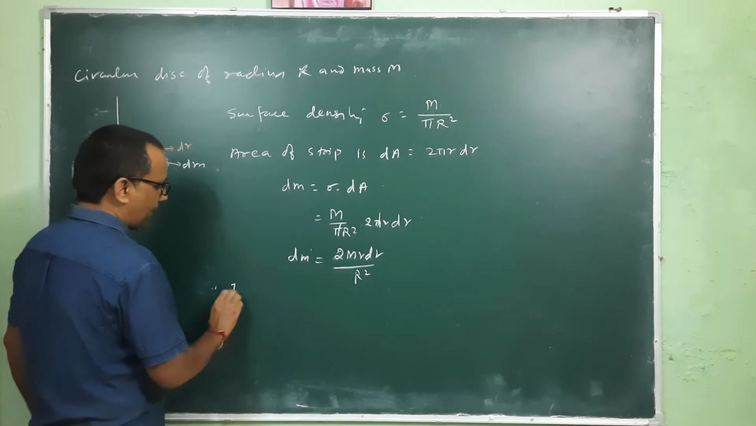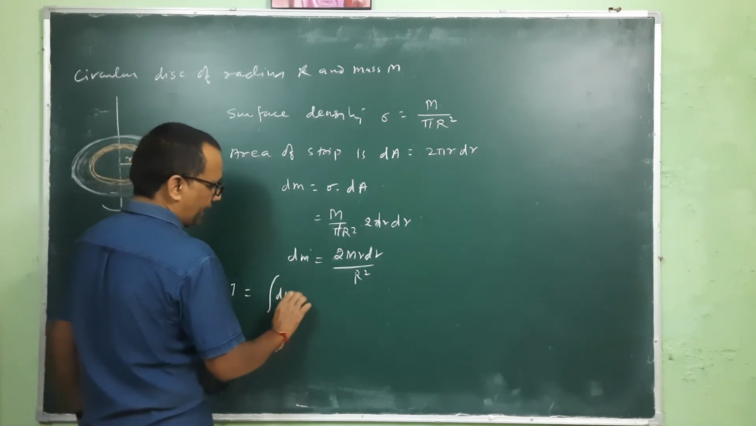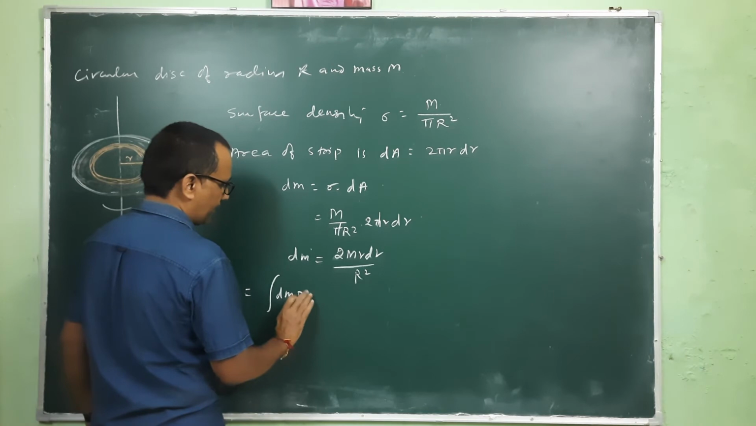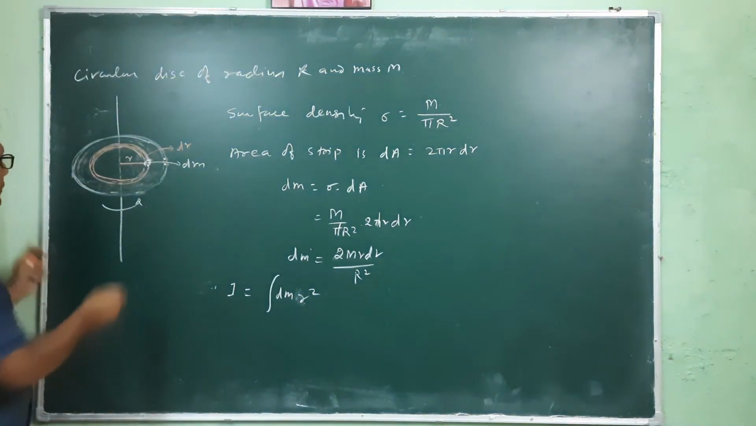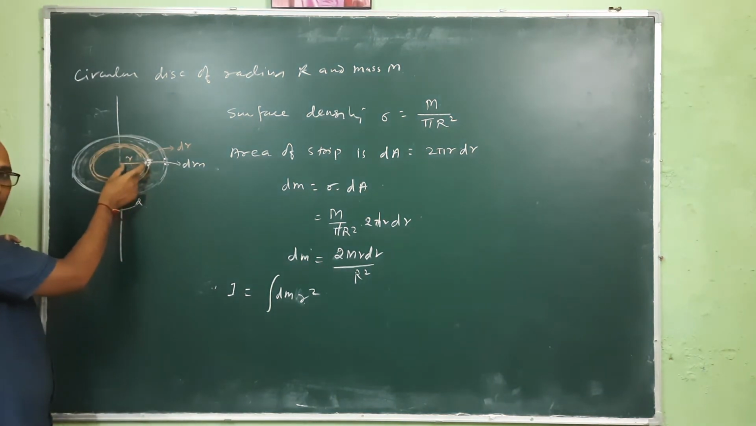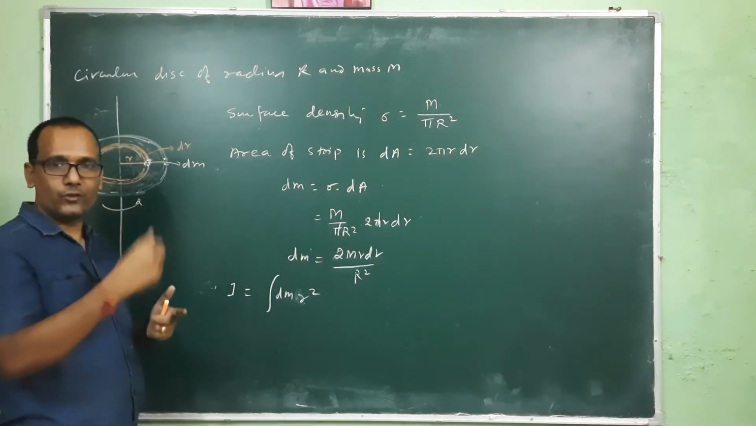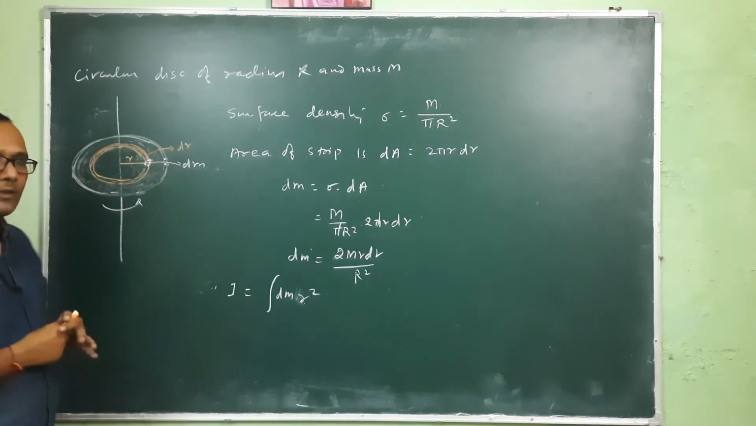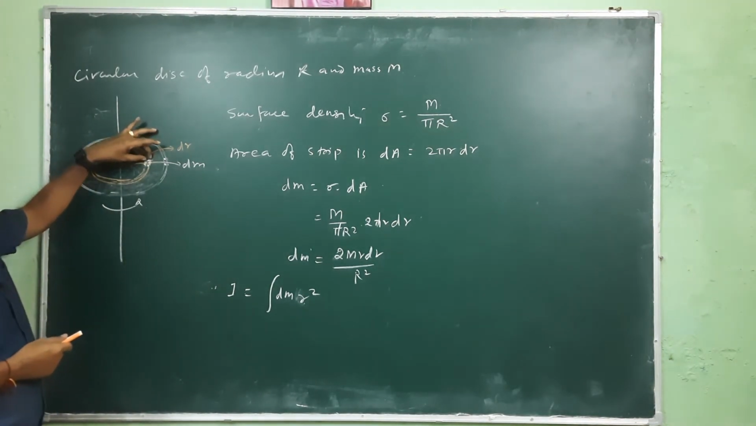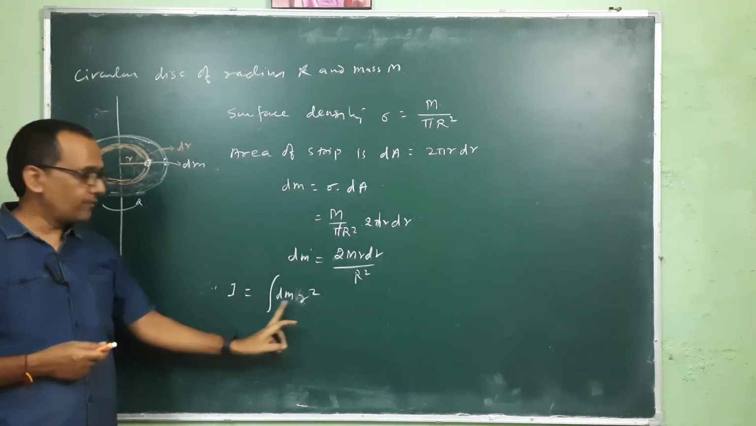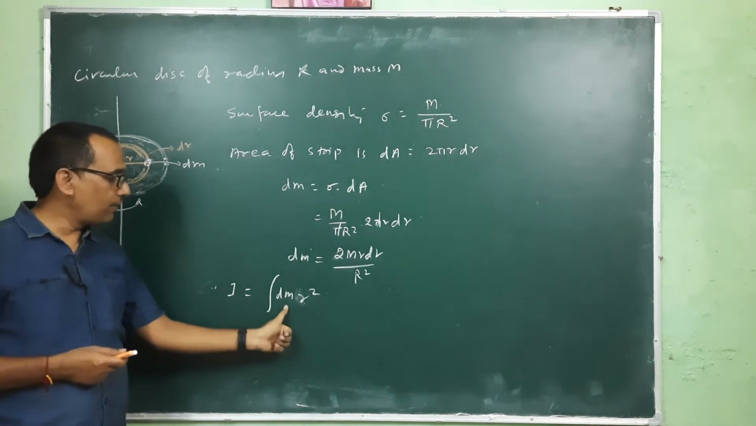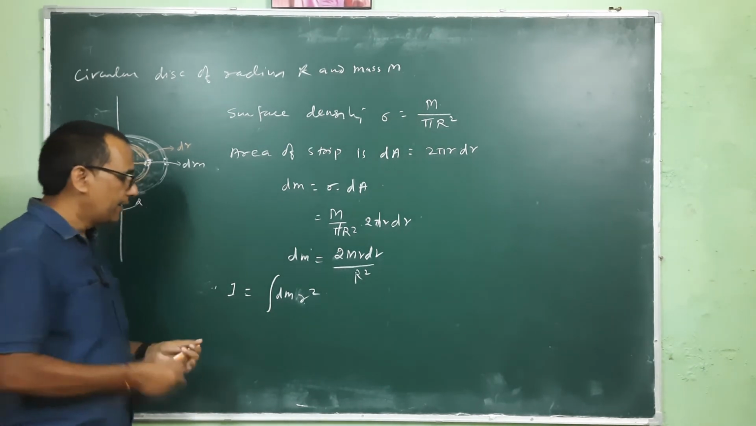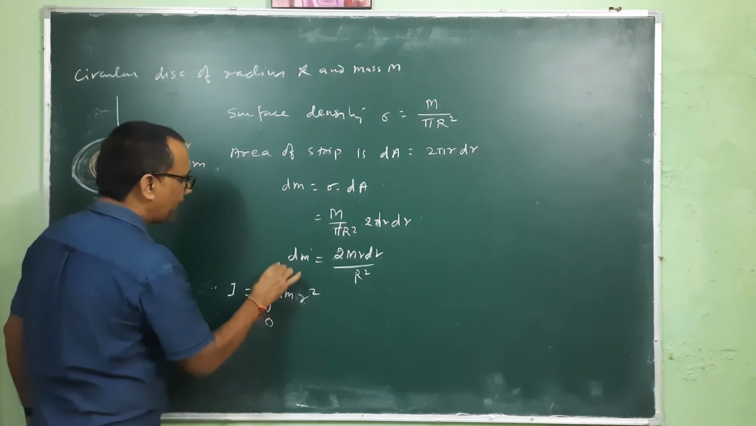Then I is equal to the integration of dm r square. This dm is distributed at the distance of r. Remember this: why are we taking r square and not capital R square? Capital R is the total radius of the disc, but we are just talking about this strip, and the distance of this mass is r. That's why it is integrated as dm multiplied by r square. Now I will put the value of dm here and integrate from the limit 0 to capital R.